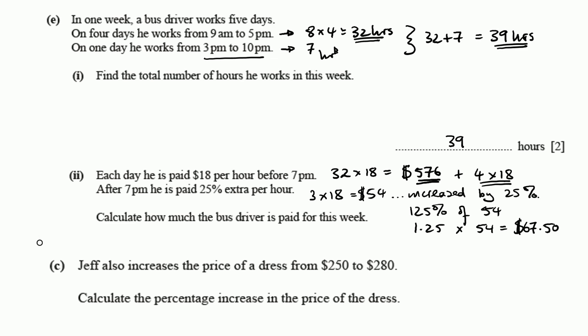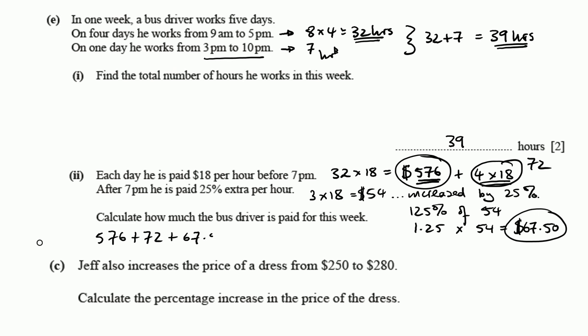So on the 4 days from 9 till 5, he earns $576. On the 1 day he works from 3 till 10, the first 4 hours, he earns 4 times $18, which is $72. And then for the 3 hours after 7 p.m., which are increased by 25%, he earns $67.50. So altogether in the week, he earns $576 plus 72 plus $67.50. And just type that into your calculator, and away you go.